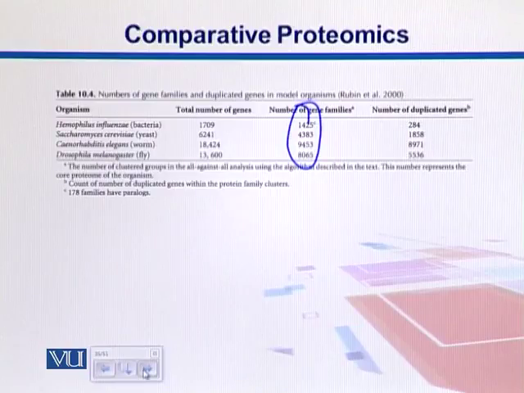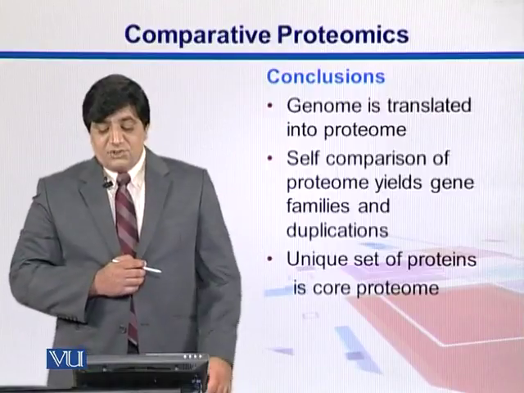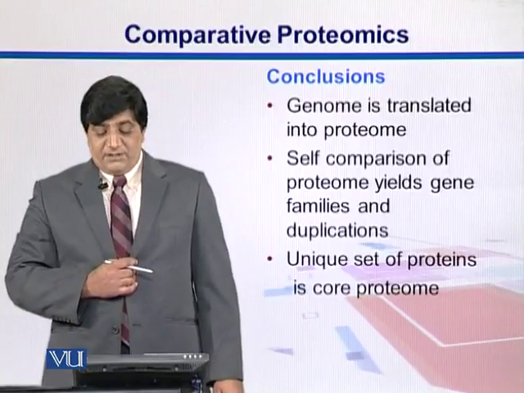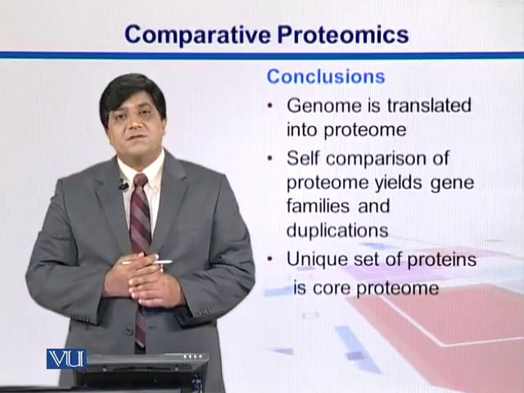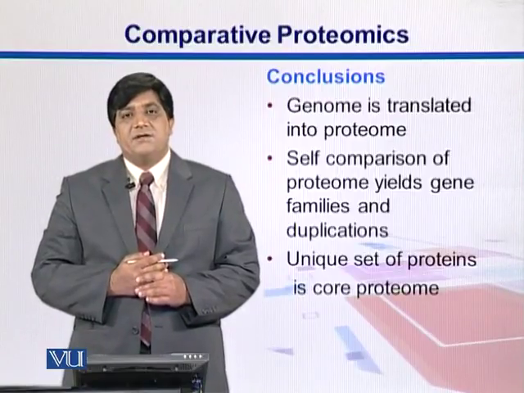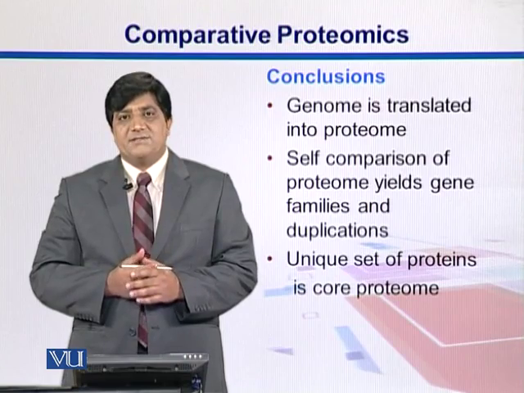We see here that in worm we have 18,000 genes, almost half of them are in the shape of gene families, and the rest of them are duplicated. In Drosophila we have 13,000, so 8,000 gene families, and 5,536 are the duplicated genes. So the genome is translated into proteome, and self-comparison of the proteome tells us about the genome duplications, and the unique set of proteins in an organism is called its core proteome.